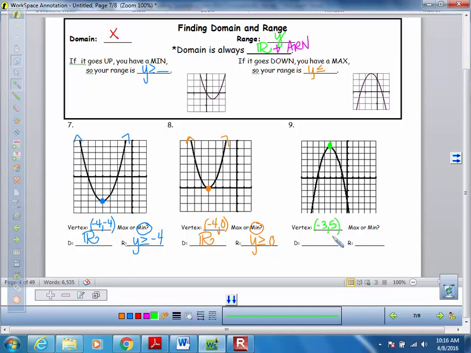Okay. Does this have a maximum or a minimum? A max. Okay, because it's got a highest point and it's going down forever. Its domain is going to be all real numbers. And then its range, am I going down from 5 or am I going up from 5? Down. So y is going to have to be less than or equal to 5.